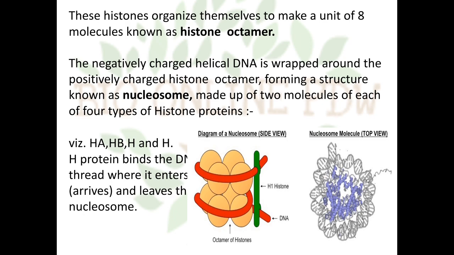You can see the model of the nucleosome consisting of the 4 proteins forming 2 tiers. The H1 histone protein is present on the lateral side, coiled with the red colored DNA. You can see this in the diagram. Then you can see the top view of the nucleosome molecule, where you can see the blue colored proteins in the center covered by grey colored DNA. This structure is called the nucleosome or the histone octamer.